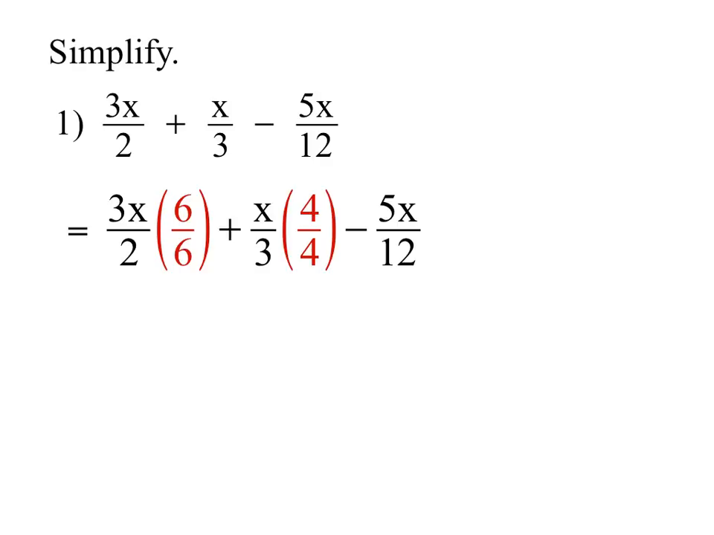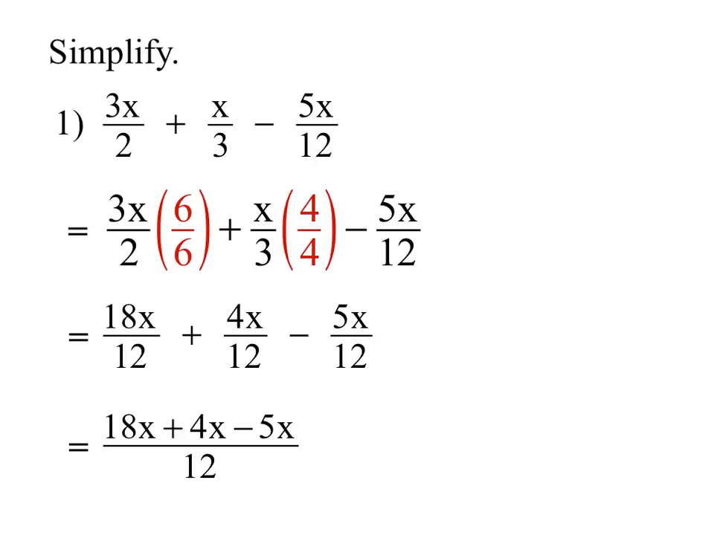Now I'm ready to combine all my numerators and put them all over 12. 3x times 6 is 18x plus 4x minus 5x. Combine my numerators, I get 22x minus 5x is 17x all over 12. Final answer. Nothing can be factored out.